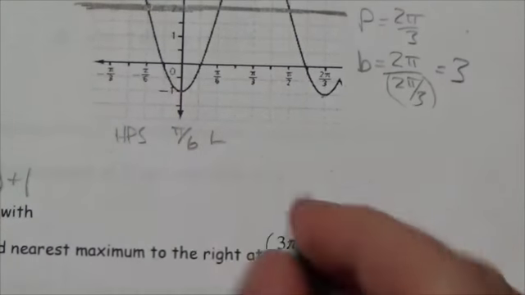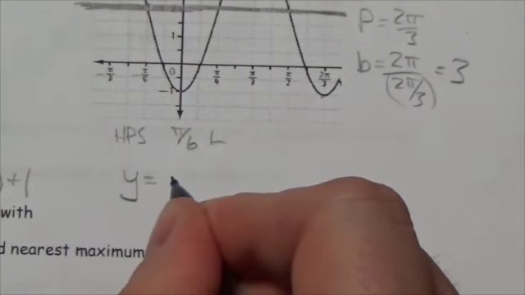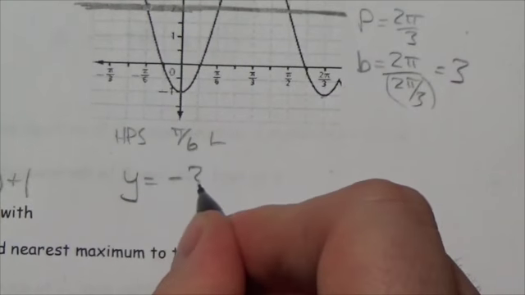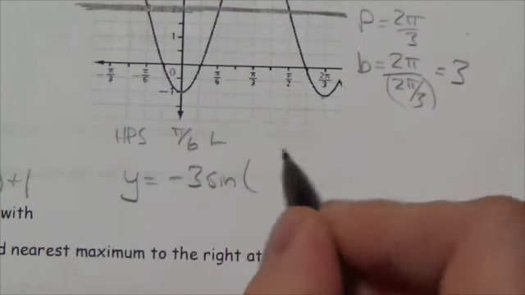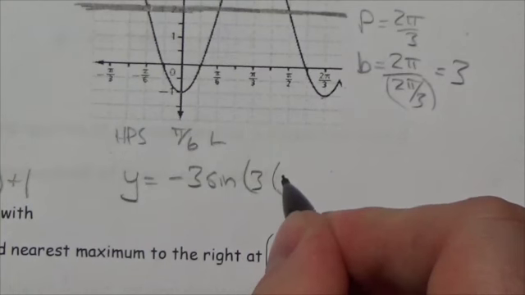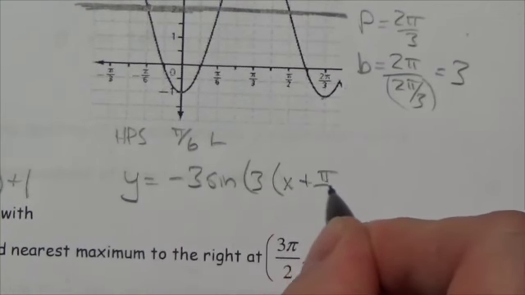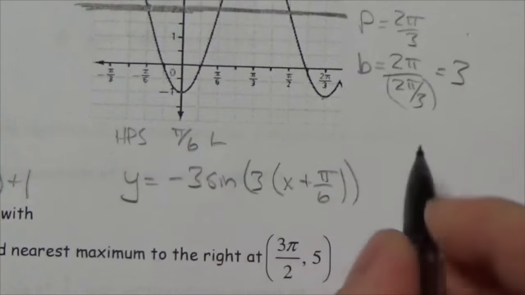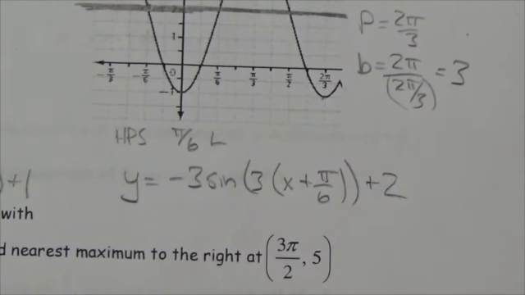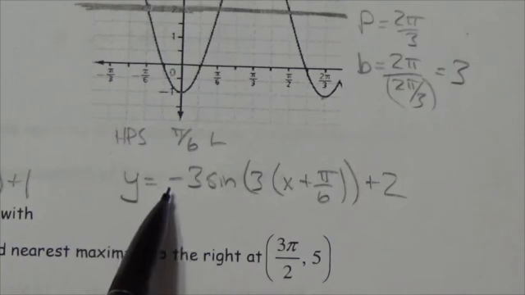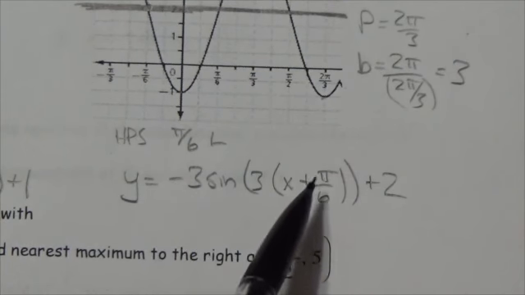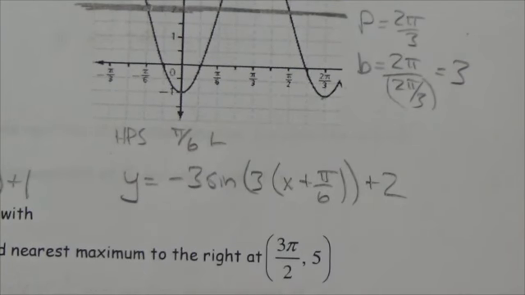And so now I've got everything I need. y equals negative, my amplitude was 3, sine of, my b value was 3, x, now pi over 6 to the left means plus pi over 6 inside the function here. And then it's been moved 2 up. And so there we go. Negative 3 sine of 3 times x plus pi over 6, plus 2. That's the function we're looking for.